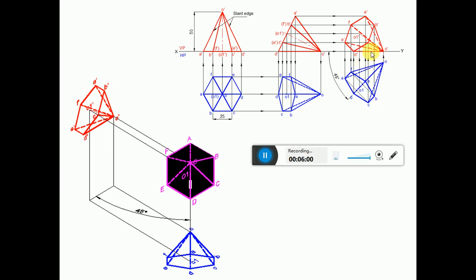That is O dash B dash, B dash A dash, A dash F dash, and F dash O dash. All are on the exterior edges of the boundaries of the solid, so you dark them.